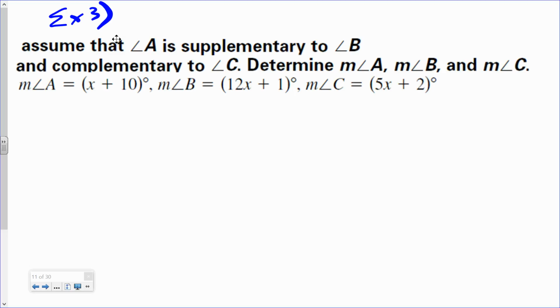So all three angles equal 180. No, wait, it's complementary, 90 degrees. Okay, so want to backtrack? Because it says B is complementary to C, but no, it doesn't say that. Read it closely. A is two things at one time, huh? Oh, okay, all right.